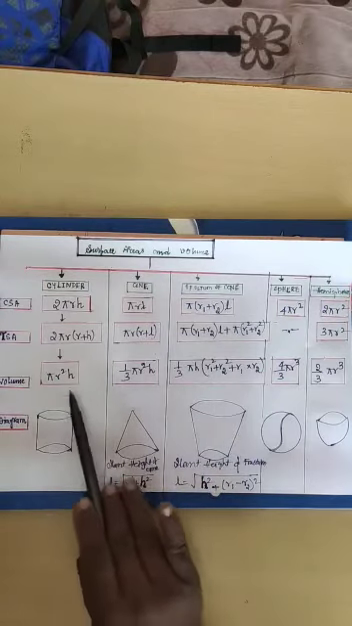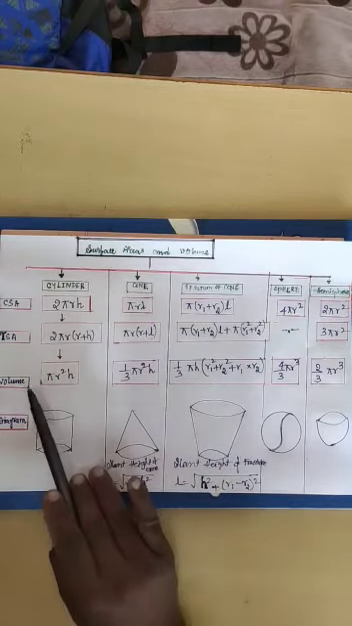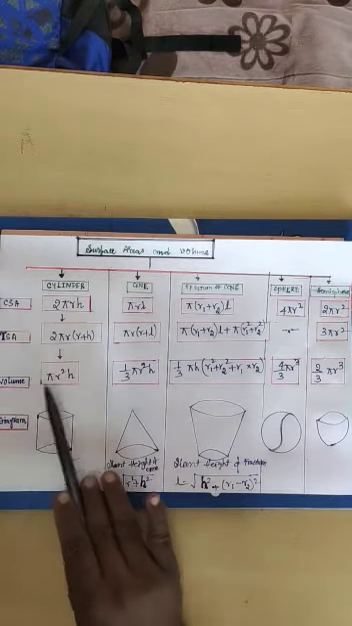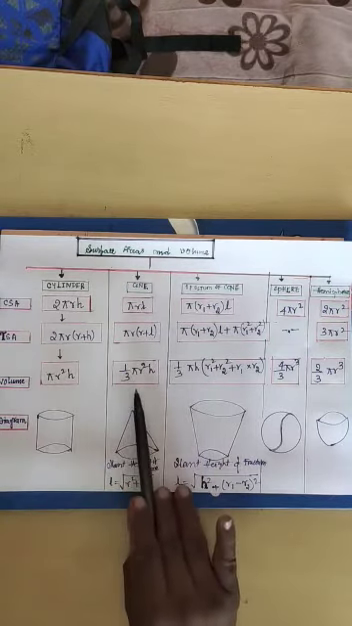See the difference between the cylinder and the cone. The volume of a cylinder is pi r square h, but the volume of a cone is 1 by 3 pi r square h.